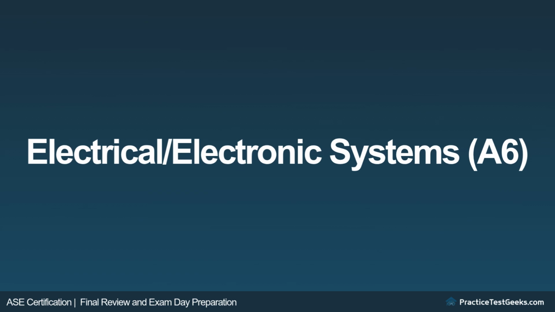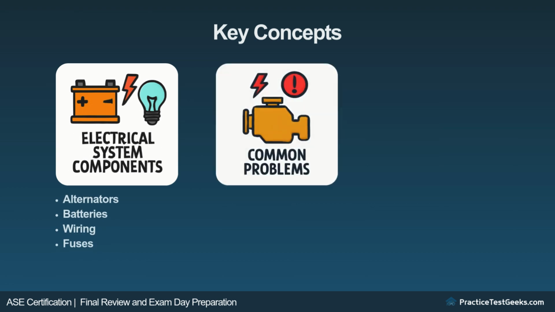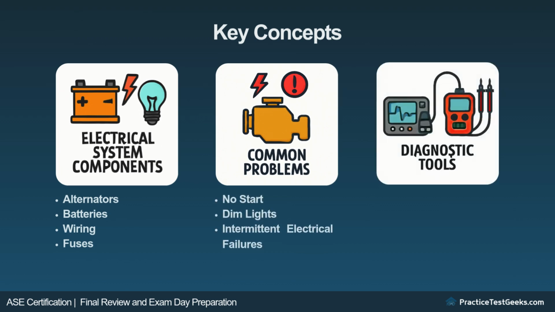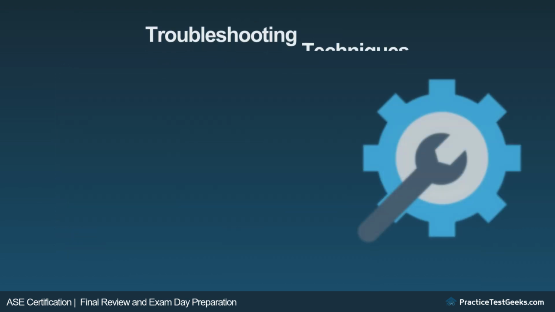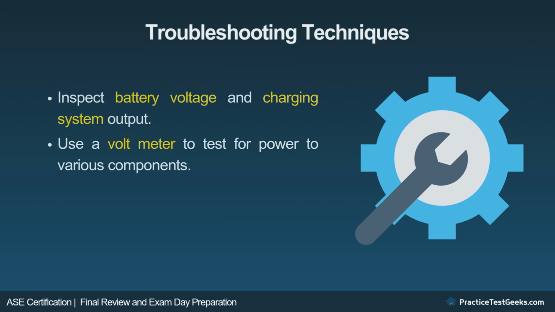Electronic systems. ASE. Electrical systems power nearly every modern vehicle component. Understanding these systems is essential for diagnosis and repair. Key concepts: electrical system components, alternators, batteries, wiring, and fuses. Common problems: no start, dim lights, or intermittent electrical failures. Diagnostic tools: use a multimeter to measure voltage, resistance, and current. Troubleshooting techniques: inspect battery voltage and charging system output. Use a voltmeter to test for power to various components. Check fuses, relays, and wiring for continuity.